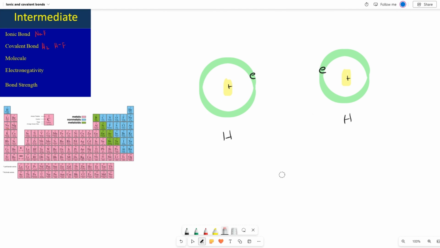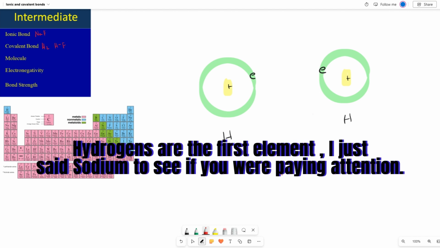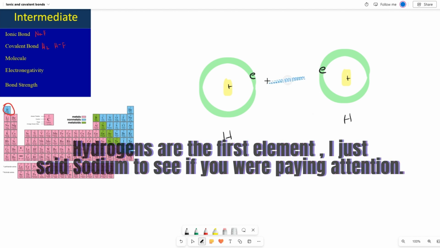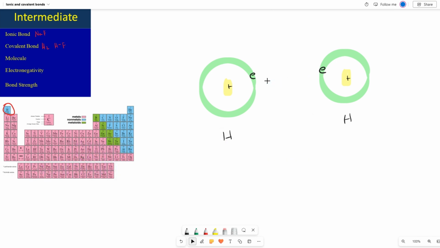Hydrogens, on the periodic table, are the first element. They're obviously going to have the exact same electronegativity because they're the same atom. And what that means is this one hydrogen over here is going to pull the electron over to it at the same force as this hydrogen pulling its electron over here. So this is going to be the same electromagnetic force pulling electrons towards each other.